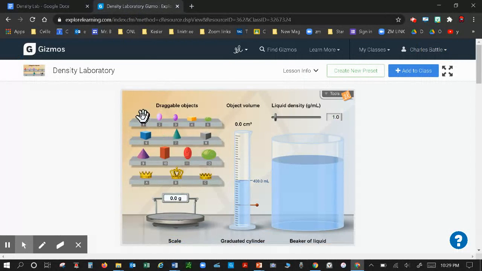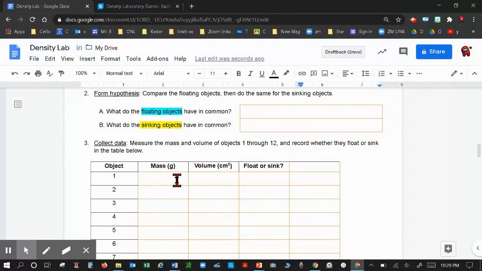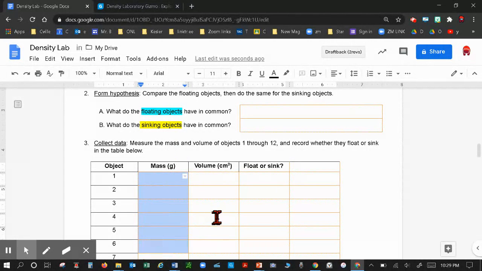Figure out what's going on. Think about what's happening. Do they sink or do they float? Why are they sinking? Why are they floating? You're going to start collecting some sort of data, and the data you're going to collect will be down here. So you'll put these objects on the scale, get all the masses of them.